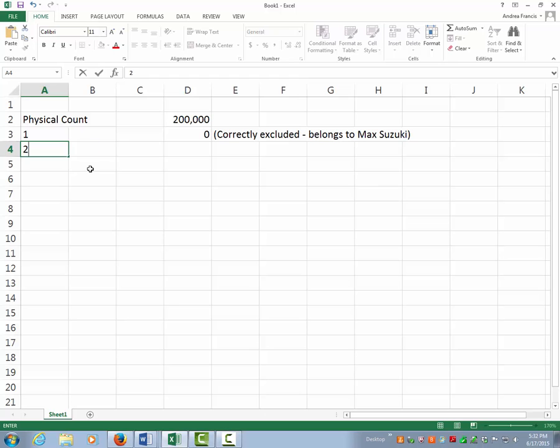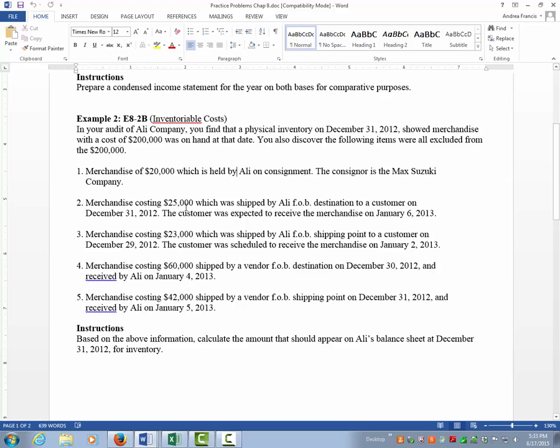So let's look at number 2. Merchandise costing $25,000, which was shipped by Ali. So if it's shipped by Ali, it must mean that Ali was the seller. FOB destination to a customer on December 31st, 2012. The customer was expected to receive the merchandise on January 6th. This means that at year end, December 31st, the customer had not yet received the merchandise. It was in transit. So FOB destination is the terminology used here.